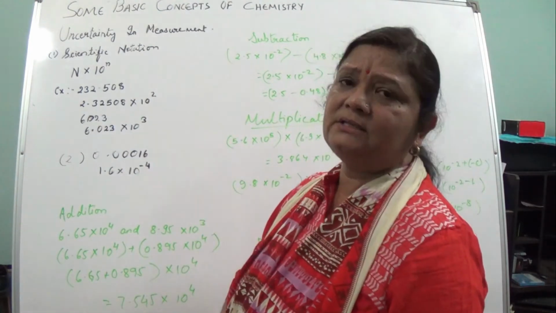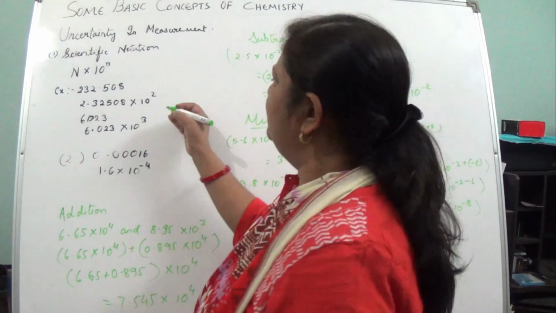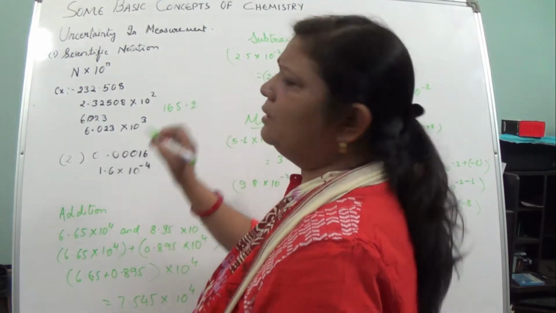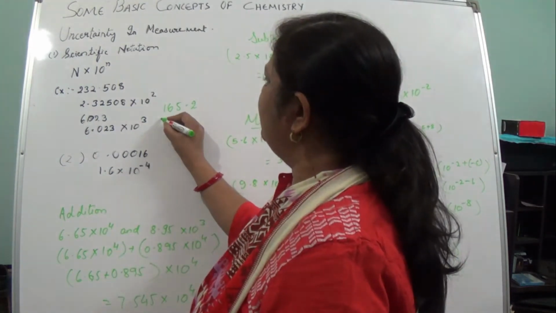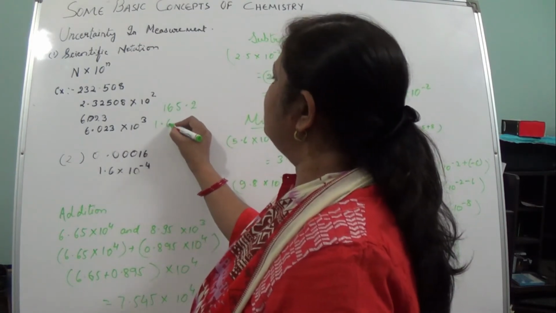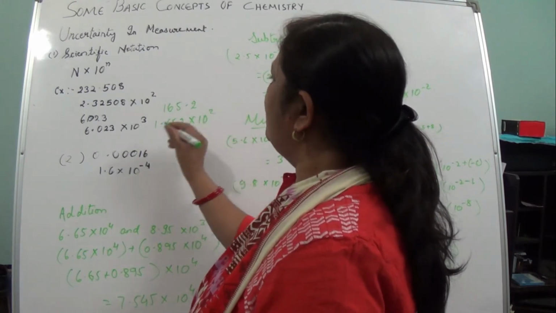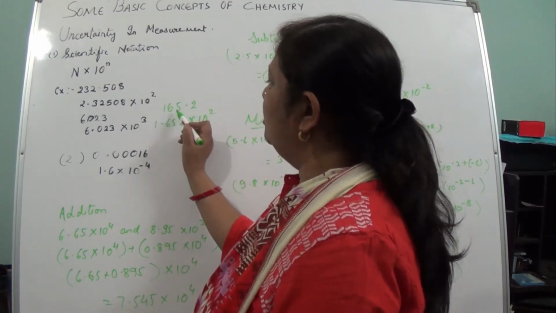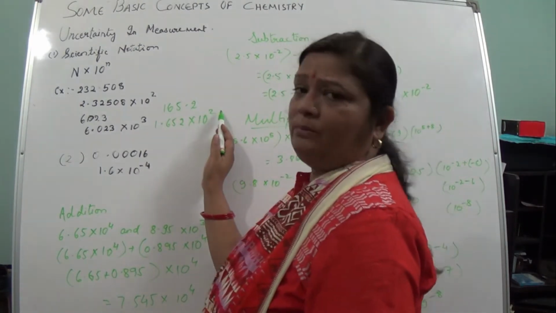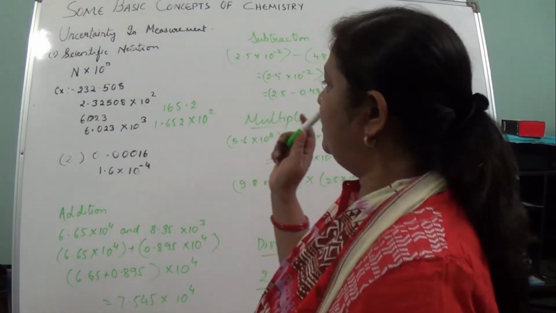Like that, any example you can take. Okay, for example, if you are taking 165.2, now for this how will we write? If we are shifting the point to the left hand side, it becomes 1.652 into 10 to the power 2, because you have taken this 2 over where? In the right hand side. So it becomes 10 to the power 2. So this is about the positive power of 10.